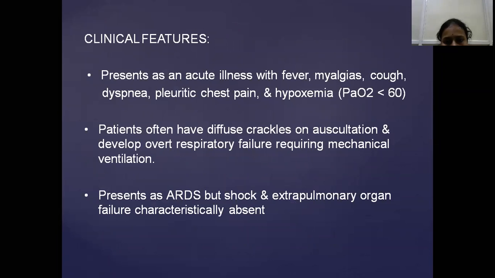Coming to what are the clinical features? Clinical features vary from acute illness with fever, myalgia, cough, dyspnea, pleuritic chest pain, hypoxemia. And patients often may have diffuse crackles on auscultation and develop overt respiratory failure requiring mechanical ventilation. Diffuse crackles are heard in patients with impending respiratory failure, ARDS. Presents as ARDS, but shock and extrapulmonary organ failure are characteristically absent. Acute onset of illness.